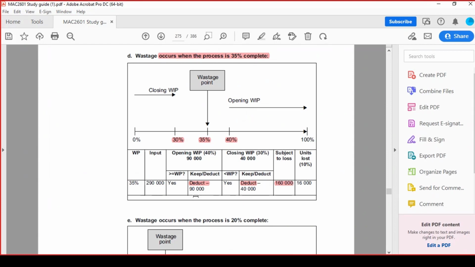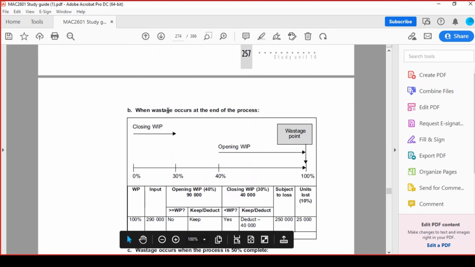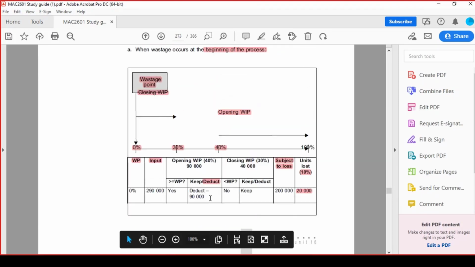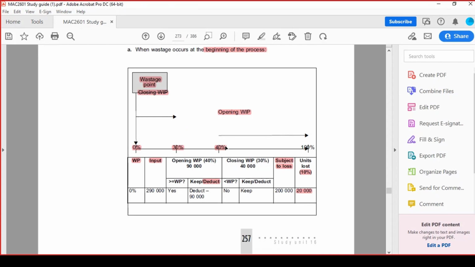I'm grasping, when it comes to the concept of the wastage point, I am a bit lost. From what I saw from the first one, you said we started from the percentage as determining our wastage point. And then from there, we took our input of the 90,000. Hence, we deducted it as our input. Then we went to the subject loss of the 200,000.